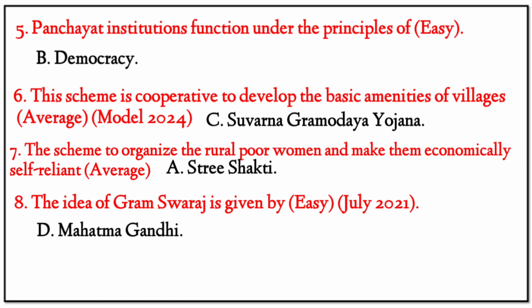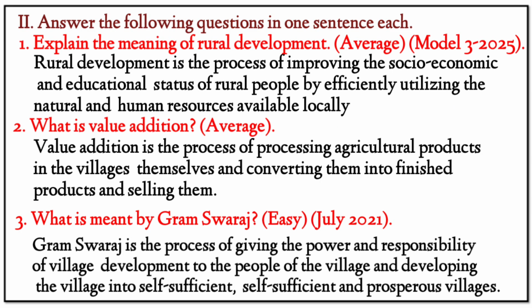Next, 7. The scheme to organize the rural poor women and make them economically self-reliant. Our right option is 3, Shakti. Next, 8. The idea of Grama Swaraj is given by. Our right option is D, Mahatma Gandhi. Next, question number 2. Answer the following questions in one sentence.